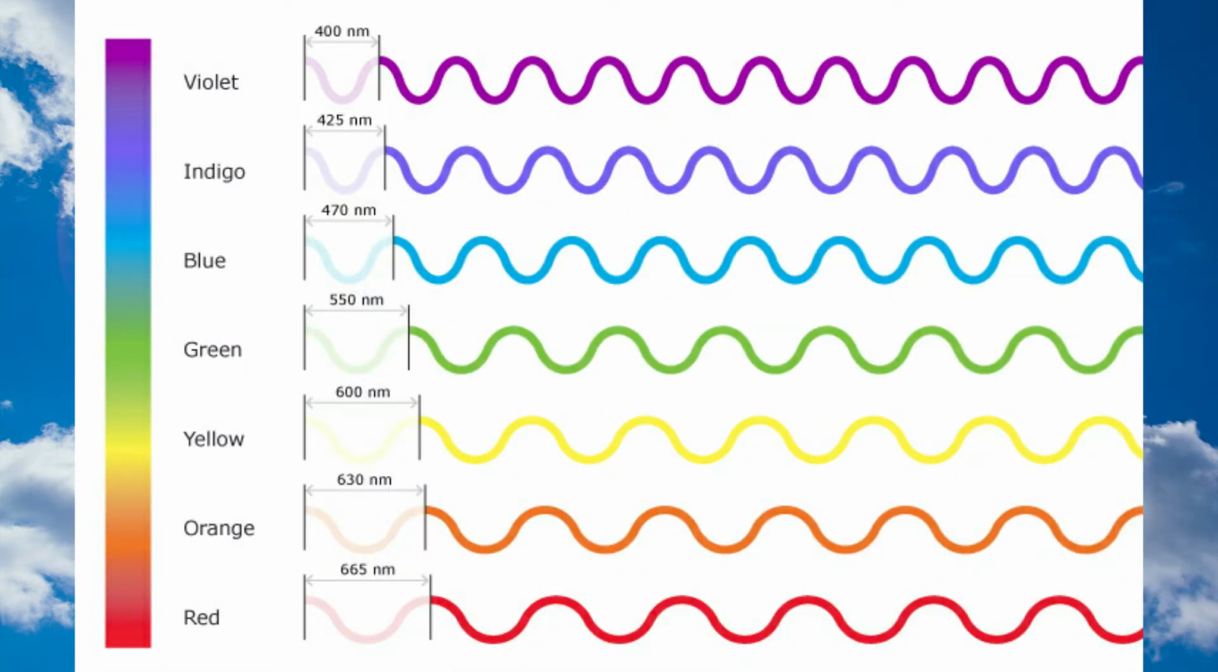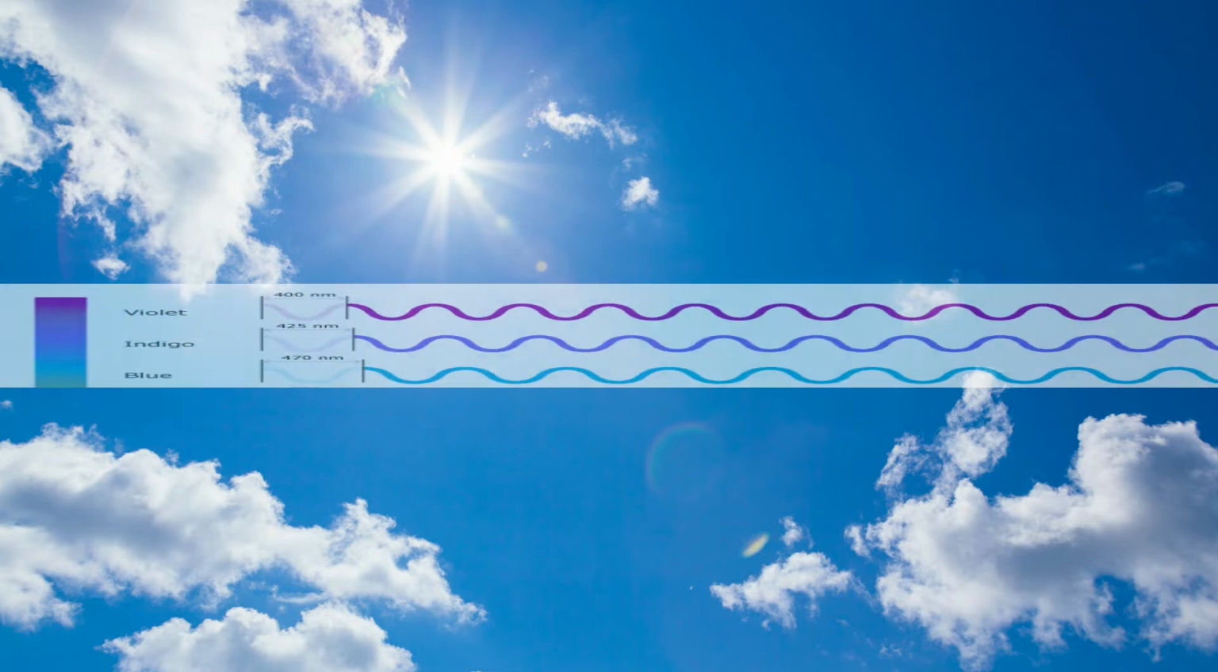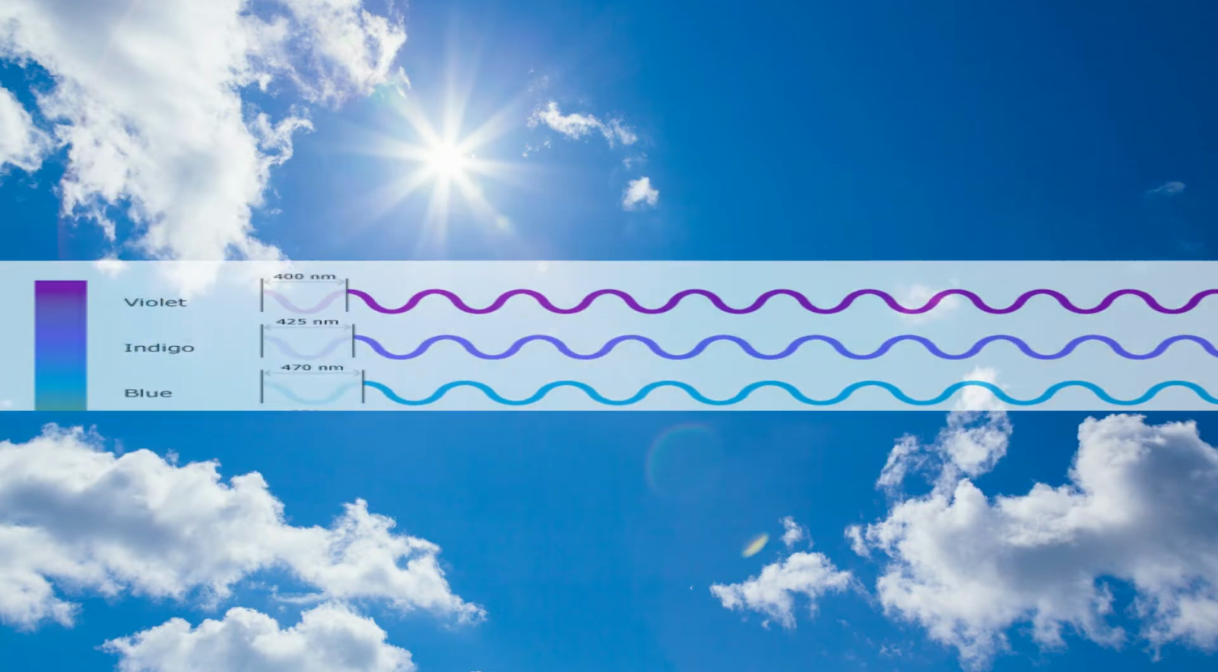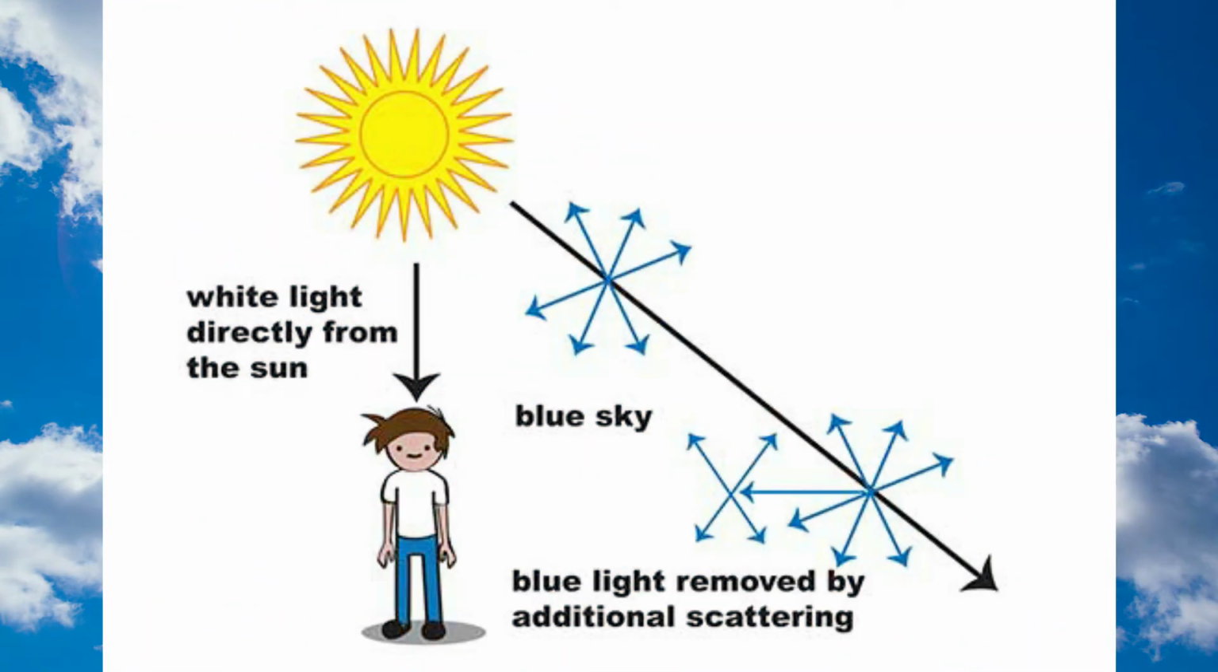So I want you to tell me, among the 7 colors of sunlight, which one will be scattered the most? Yes, the light of the color corresponding to the smallest wavelength will be scattered the most. So blue, indigo and violet will be scattered the most by these molecules of air. Hence, mostly bluish light enters our eyes.